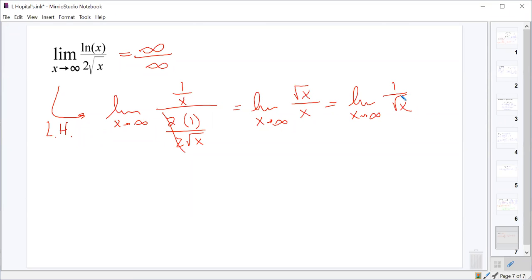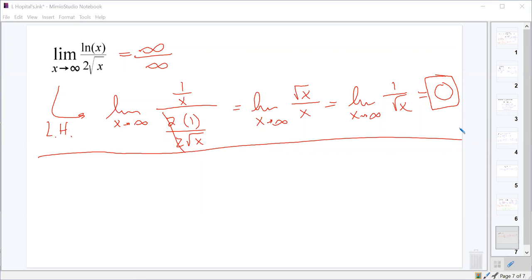And as x goes towards infinity, the square root of x goes towards infinity, and 1 over infinity should be approaching 0. Good or no? Everyone okay with that? Yep. All right.